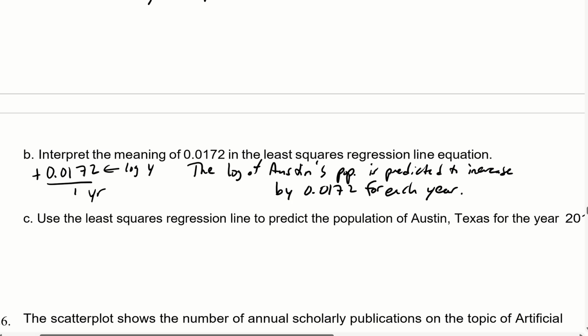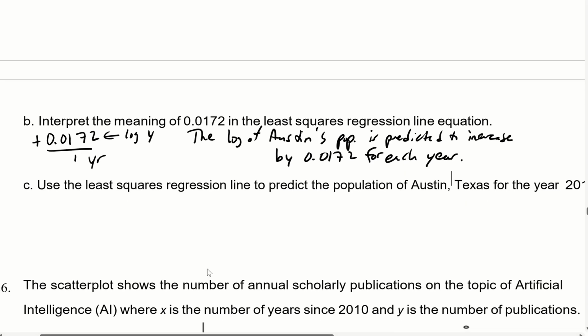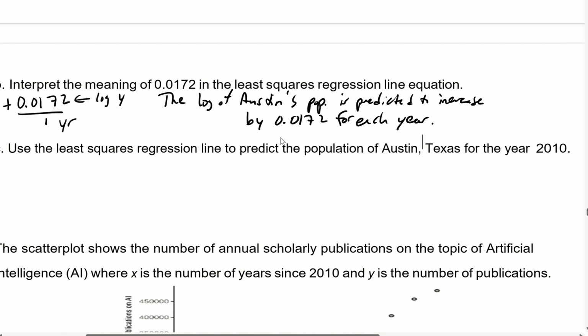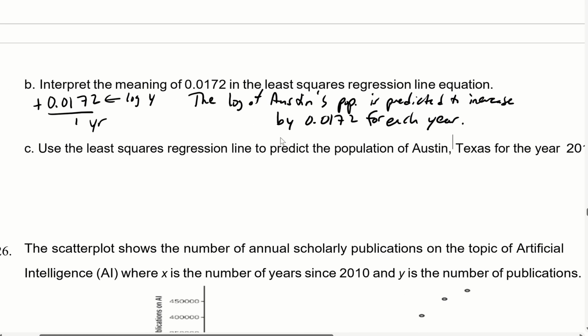Okay. All right, and then part C, use the least squares regression line to predict the population of Austin, Texas for the year 2010. All right, so x is equal to, we got to do 2010 minus 1950. So that's 60, because remember, x is the number of years since 1950. So that's going to be 60 years.